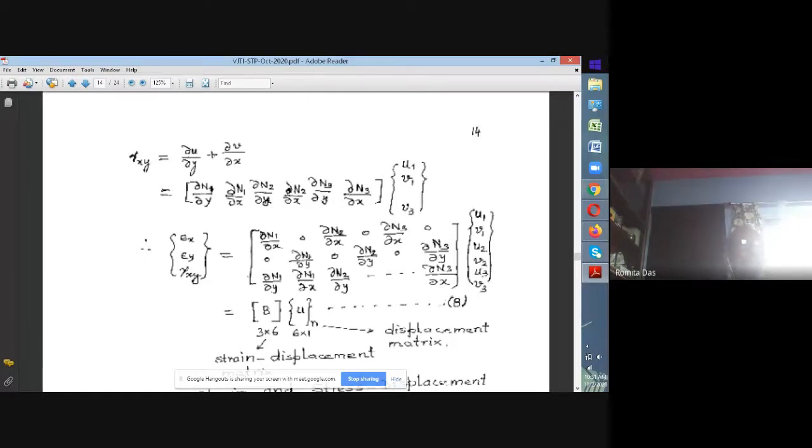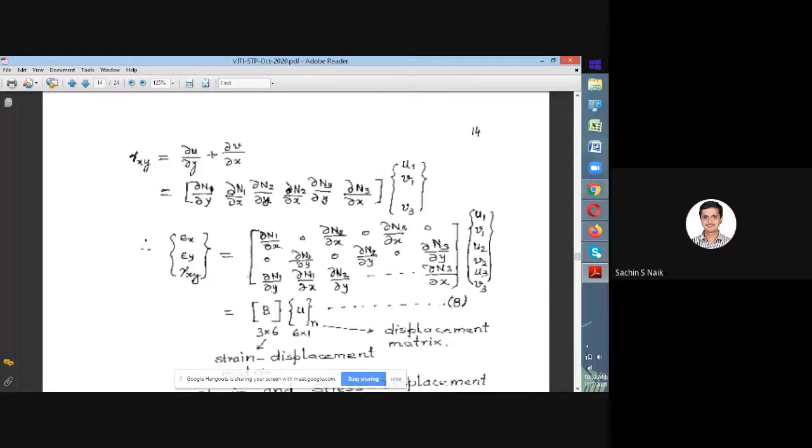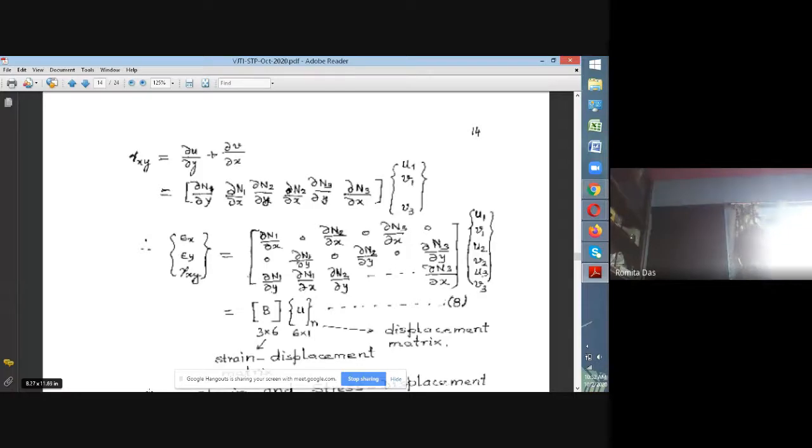But I think in general, R.D. Cook is a good book. Zienkiewicz is actually a little difficult for the beginners. And then Chandrupatla and Belegundu is a quite simple book to get started with. So therefore, there are many books in the market. Okay, the other question that someone else has asked is, when will you recommend us to use CST and when LST?